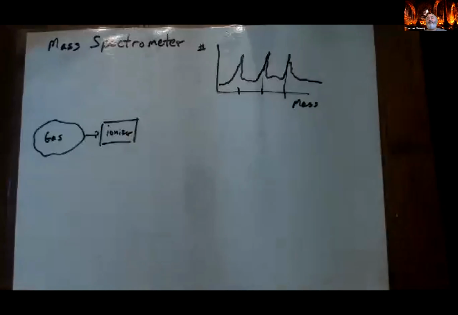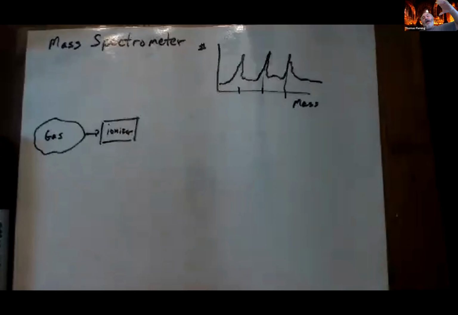Now, there's different kinds of ionizers. Probably the most common one is called an electron impact mass spectrometer, where you literally send your gas and you bombard it with a beam of electrons. And so occasionally what's going to happen is those molecules will pick up an extra electron and now become singly ionized. And that causes all kinds of problems that if you take PChem, you'll learn about them.